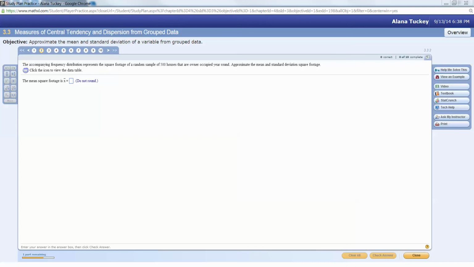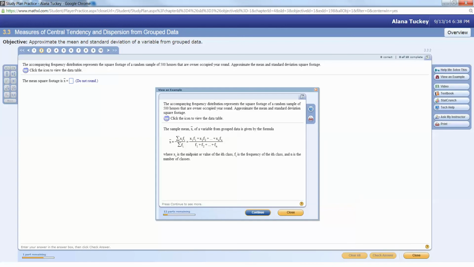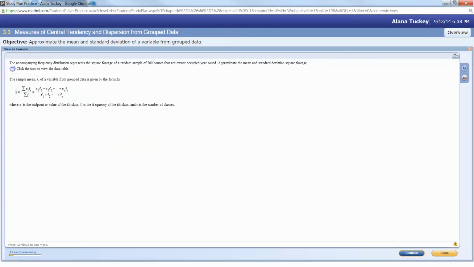In this problem, I'm going to help you with 3.3 number 2. So again, where this shows up in your actual homework, who knows? But if you look at the top right-hand corner, it's 3.3.2. So let me click on View an Example because, of course, I'm not going to do the problem.